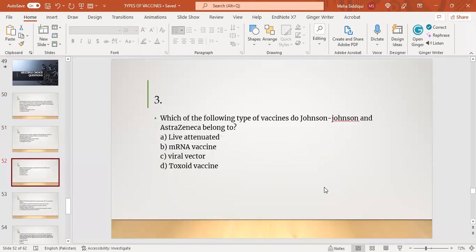MCQ number 3. Which of the following type of vaccines do Johnson & Johnson and AstraZeneca belong to? Live attenuated, messenger RNA, viral vector, toxoid vaccine. C. Yes, C. We just recently studied this. Yes, C. Johnson & Johnson and AstraZeneca belong to viral vector vaccines.